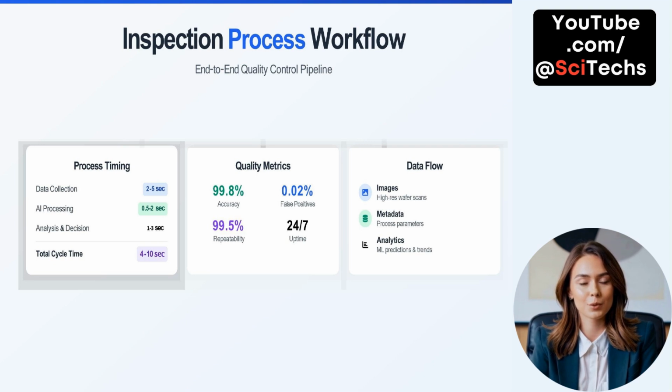automation. Quality metrics are equally impressive. Inspection systems achieve 99.8% accuracy in identifying defects, while false positives are kept extremely low at just 0.02%. Repeatability, a critical measure in manufacturing, stands at 99.5%, ensuring consistent results. These systems also support 24/7 uptime, enabling round-the-clock operations without downtime.